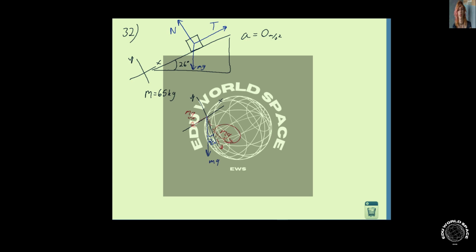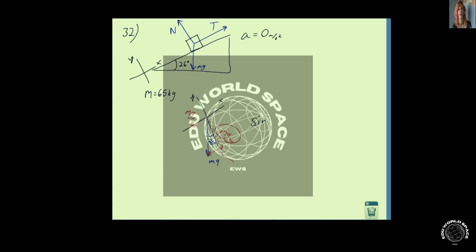Mgy is the component that's equal and opposite to the normal force. Mgx is the component here that's going to be equal and opposite to the tension force. So we are going to need to find mgx here, not mgy. So picking up mgx, putting it down here to complete our right triangle, we see that mgx is the side opposite, and we already know the hypotenuse, that's mg. So opposite and hypotenuse, we're talking about the sine function.